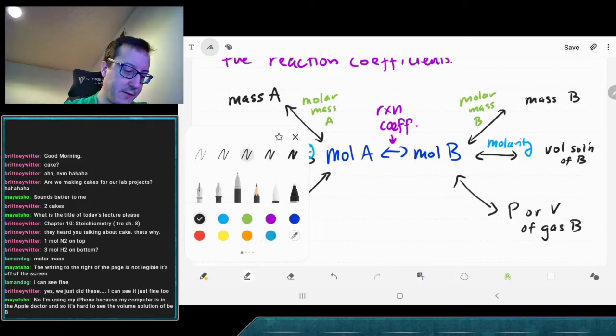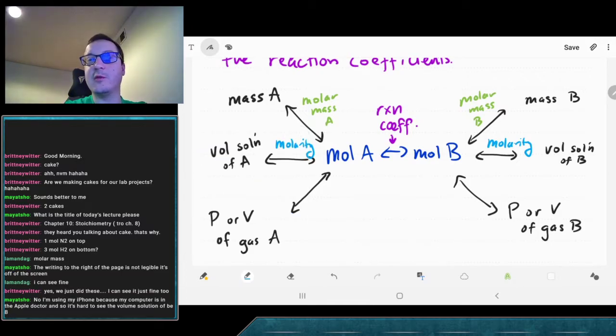What was the conversion factor for this one, by the way? What the heck are we going to do to go between pressure or volume and moles if it's a gas?